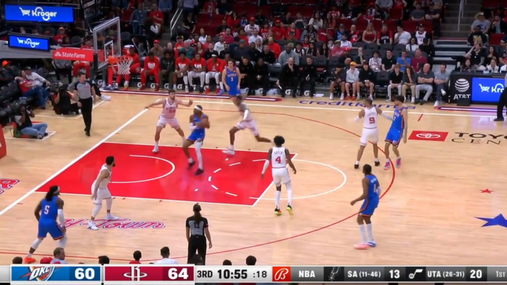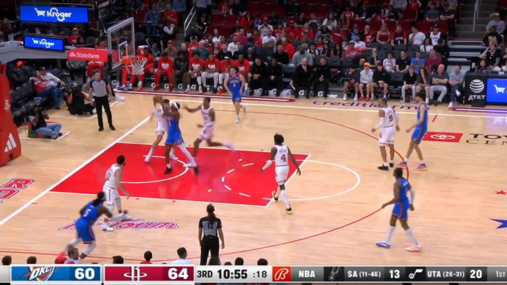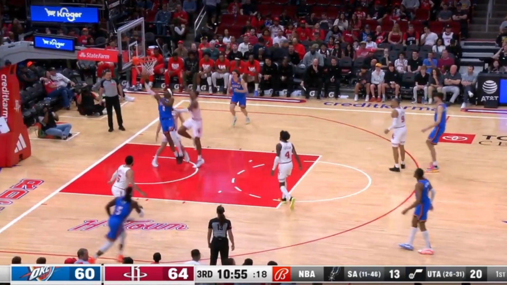Now, when Shai gets that ball, Shai doesn't even take a dribble. He goes straight off two feet, and watch what he does. A right-hand layup on the left side. Why is this important? Well, a lot of older school coaches will say that this is a terrible, terrible option because you're supposed to use your left hand on the left side.